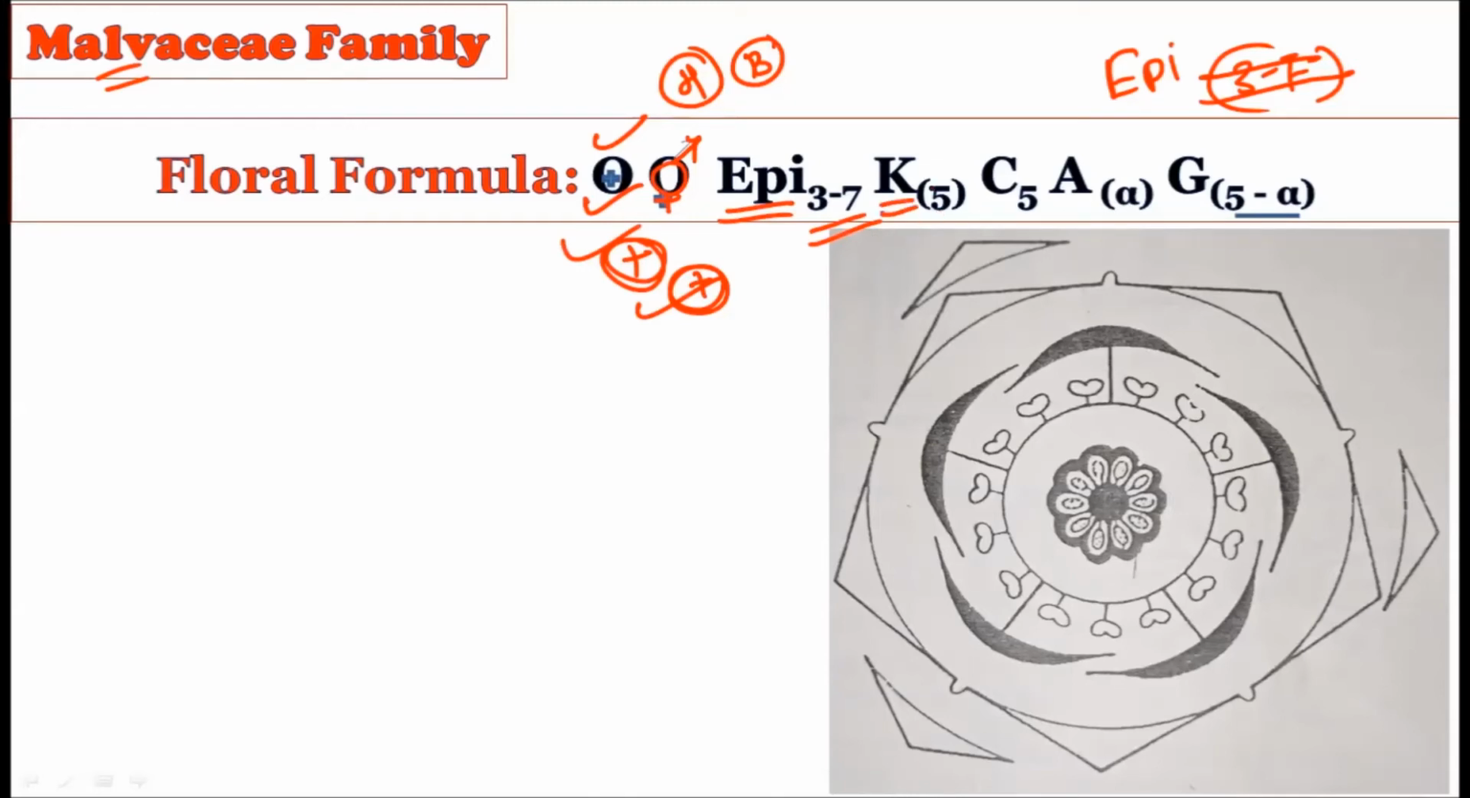Calyx are 5 in number and they are fused, and that is why the bracket was placed. They fuse with one another to form one single tube, and here is the 5, you have the bracket here. So calyx 5 in number and they are fused. And corolla, the petals, are also 5 in number, but they are free, and hence no bracket is there.